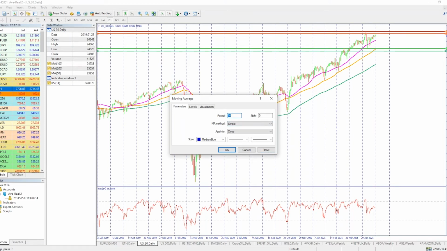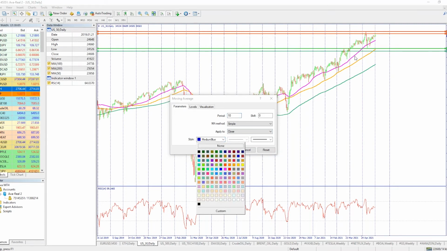Then the moving average shows up. Over here you have a period. Currently it says 10. You change that to 50, leave the method as simple and the apply-to as close, and then change the color to pink. That is your 50-day simple moving average in pink. If you want to bring in the 100-day simple moving average, you change the period to 100, leave everything as it is, and put the color as orange. After that, you have your 200-day simple moving average. Similarly, you change the period to 200, leave everything the same, and change the color to green.